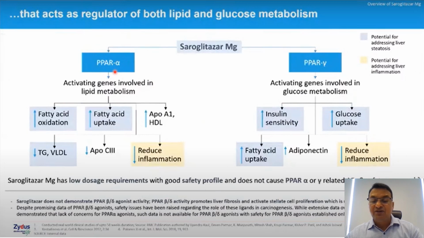When saroglitazar activates the PPAR alpha receptor, it increases fatty acid uptake and fatty acid oxidation, and hence it reduces the triglyceride-rich lipoprotein particles, TG and VLDL, and it also reduces inflammatory changes. It has moderate PPAR gamma action. As we all know, PPAR gamma is predominantly present in adipose tissue, and that is where it improves insulin sensitivity, improves glucose uptake, increases adiponectin release, and reduces inflammatory changes as well.